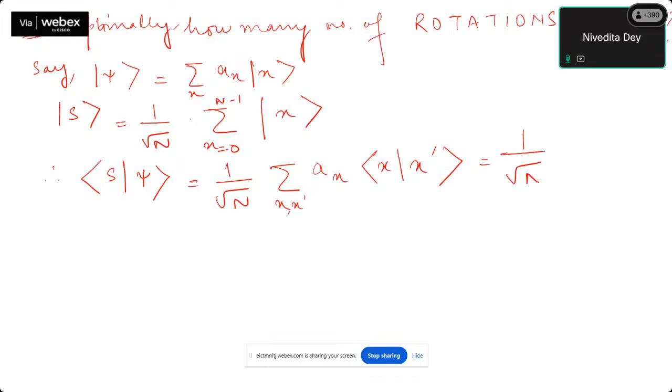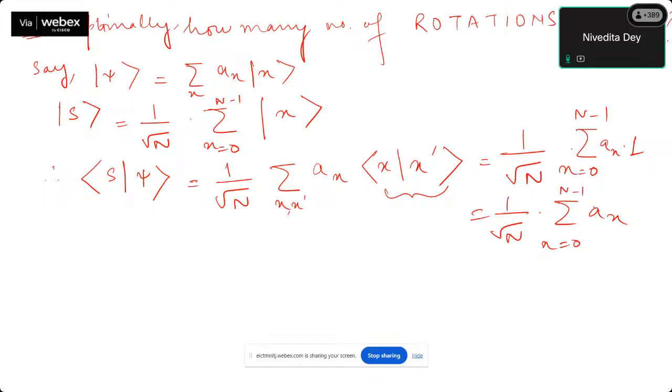So this is 1 by root n, because we know the inner product of the same variable is 1. So this is ax into 1, which is nothing but ax. So this is 1 by root n times the sum of ax, x equals 0 to n minus 1. Now, what is the mean amplitude? Now the mean amplitude will be, I forgot to mention, sorry, ax is the amplitude.